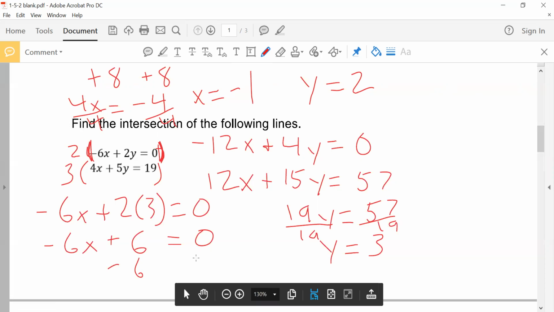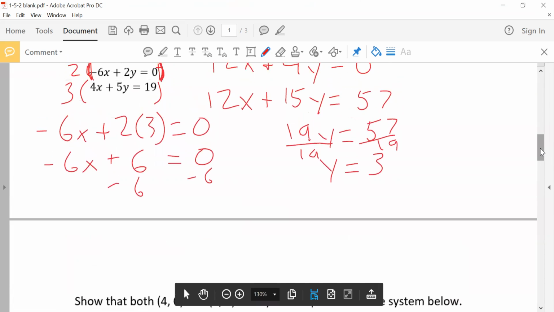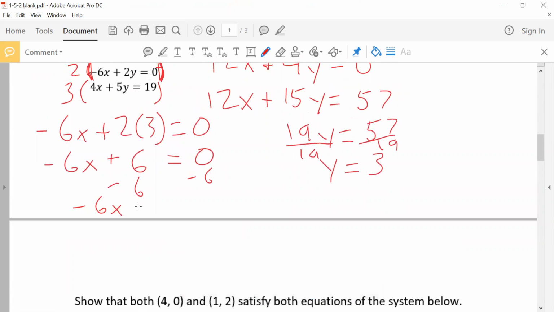Subtract 6 from both sides. I'm going to move down a little bit. You're going to get negative 6x equals negative 6. Well, I happen to know x has to be 1, but if you don't believe me, you can divide both sides by negative 6 and find it out for yourself. So that means x equals 1, y equals 3. There's our final answer.